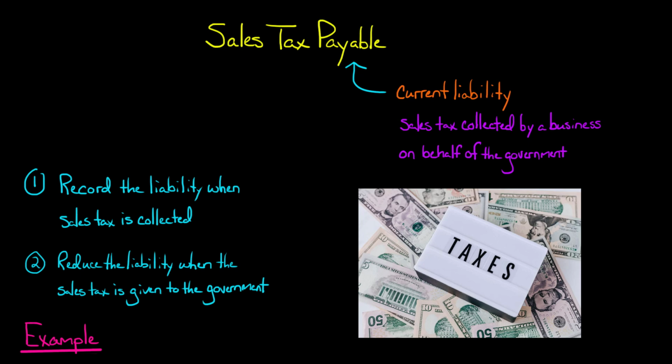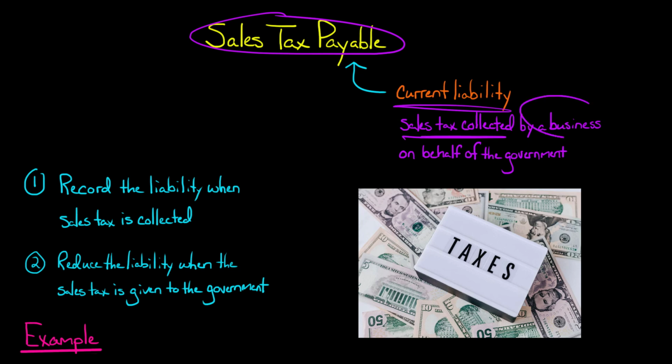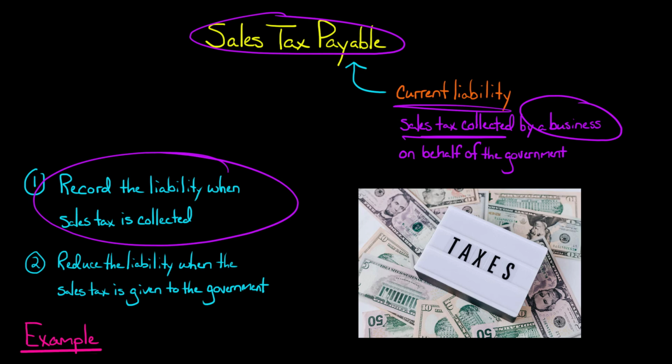In this video, I'm going to show you the journal entries to record and eliminate sales tax payable. If you're not familiar with this account, sales tax payable is a current liability reported on the company's balance sheet, aka statement of financial position, and it represents sales taxes that have been collected by the company on behalf of the government. So what the company's going to need to do is record a liability when sales tax is collected, because the company doesn't get to keep that money.